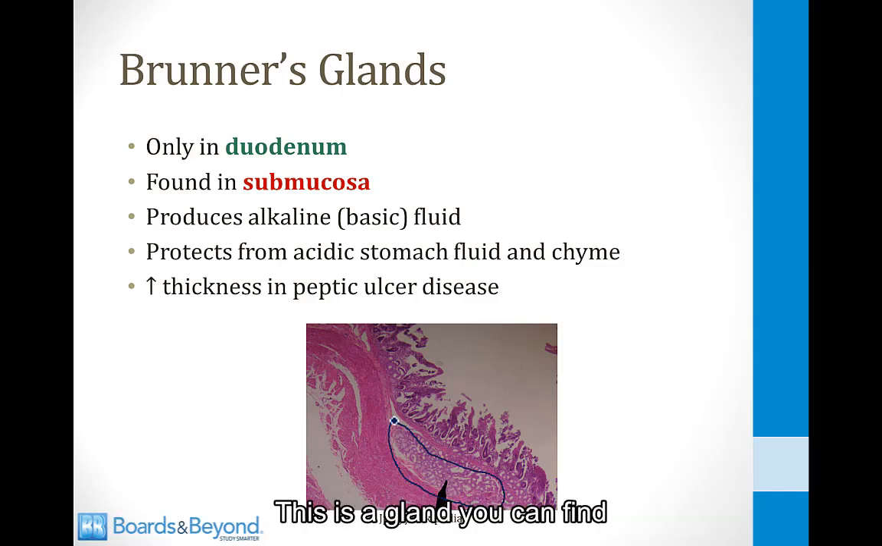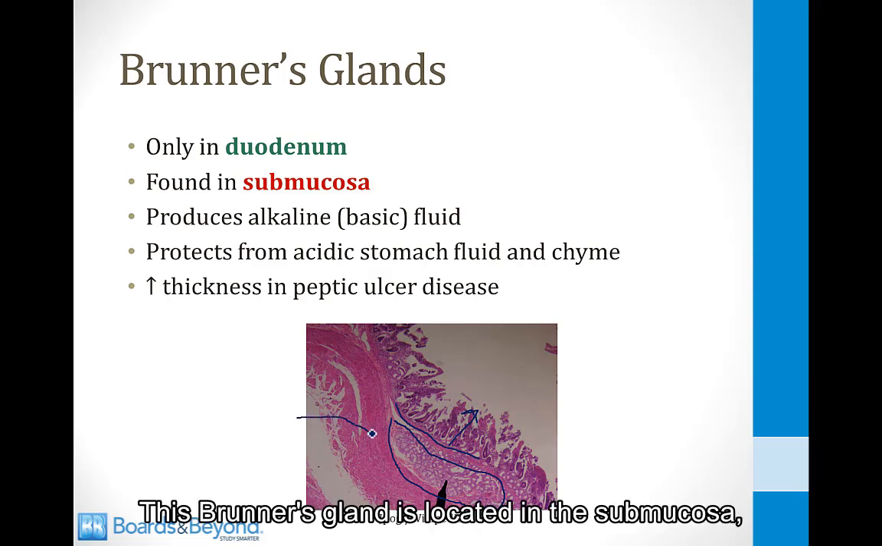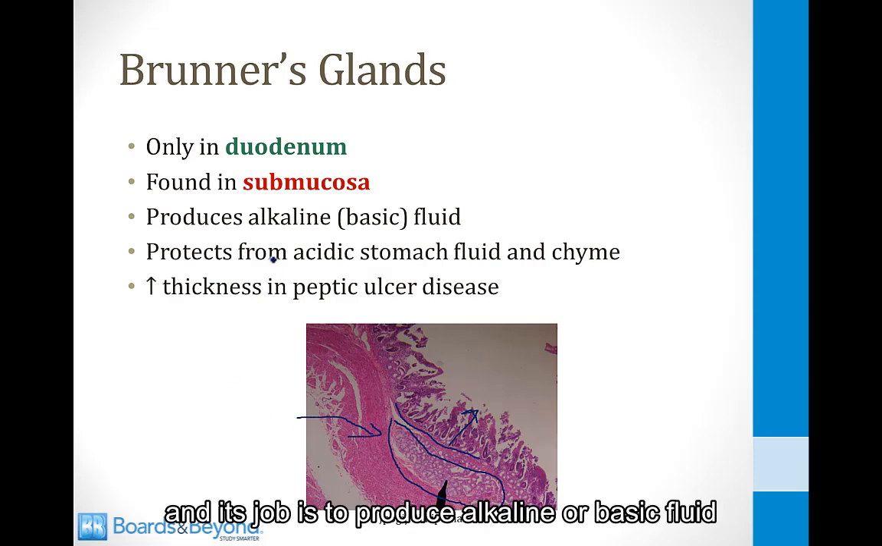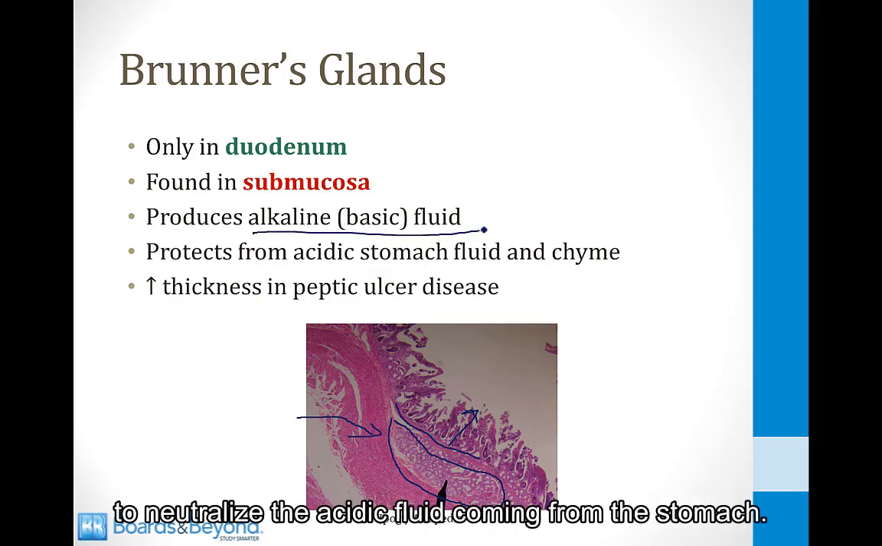This is a gland you can find in the submucosa of the duodenum. This is the muscular layer of the mucosa. Everything up here is mucosa. This Brunner's gland is located in the submucosa, and its job is to produce alkaline or basic fluid to neutralize the acidic fluid coming from the stomach.